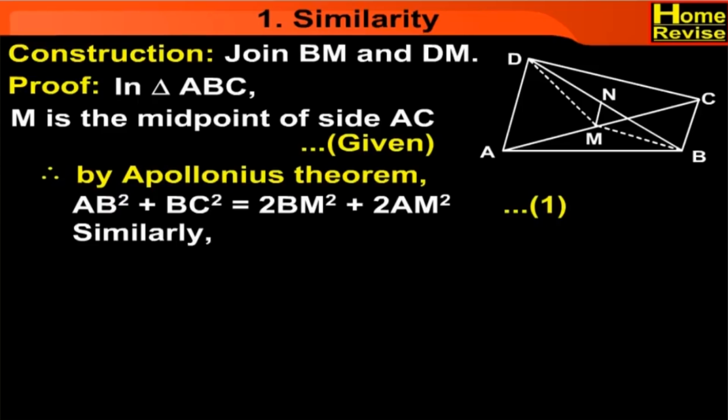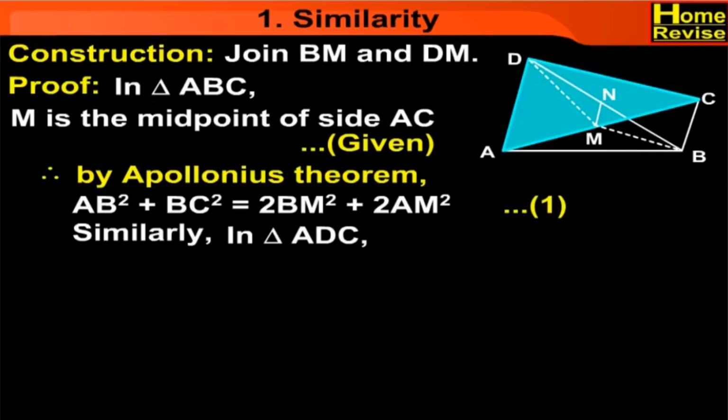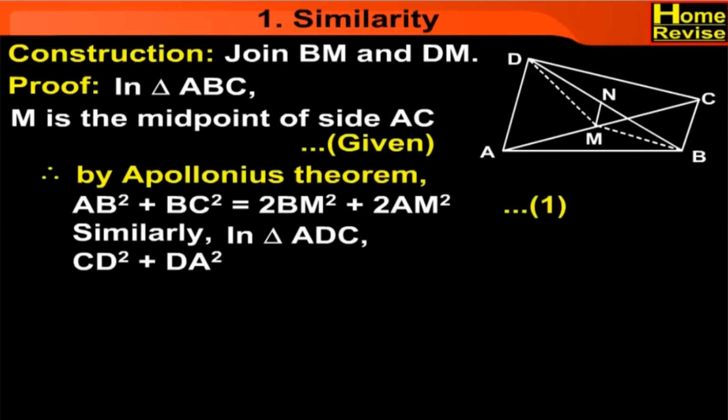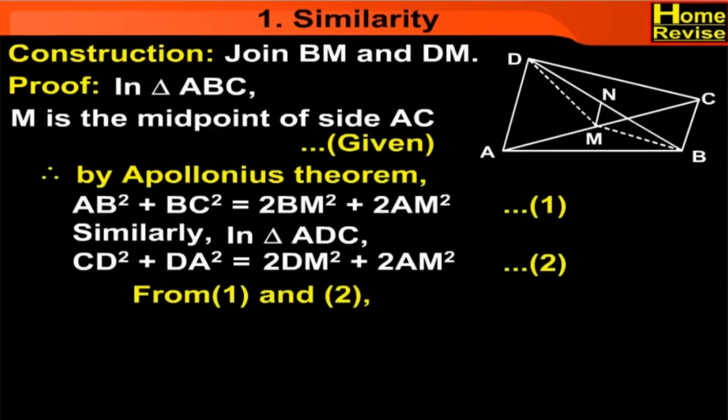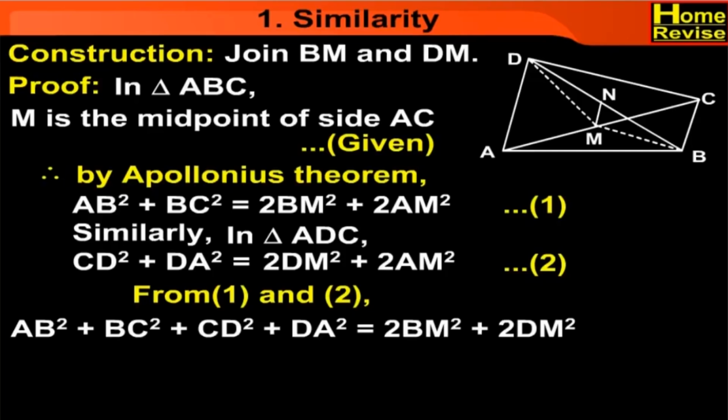Similarly, in triangle ADC, CD square plus DA square is equal to 2DM square plus 2AM square. Let this be equation number 2. Now, from equation 1 and 2, we get AB square plus BC square plus CD square plus DA square is equal to 2BM square plus 2DM square plus 4AM square.